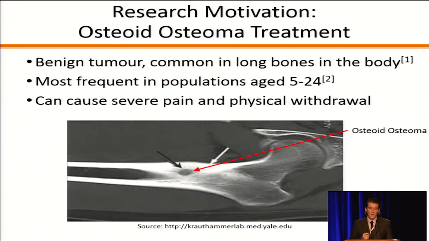The motivation behind the research is for the treatment of the painful benign bone tumor called osteoid osteomas. It's most frequently found in the long bones in your body and commonly found in younger populations aged 5 to 24. We can see in the CT scan what an osteoid osteoma looks like.